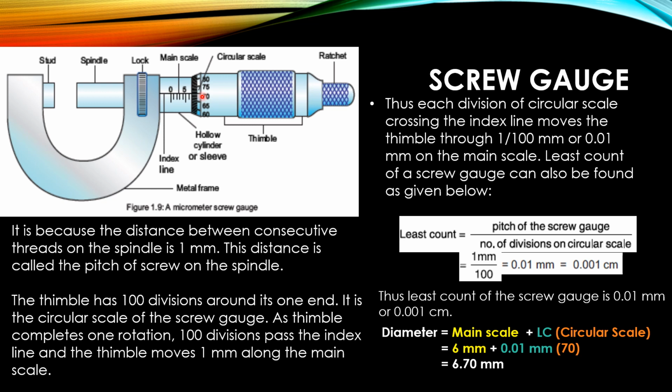Next is the circular scale reading. For that, I will see the coinciding division of the circular scale, which means which division on the circular scale is exactly coinciding with the index line. I can see the 70th division on the circular scale exactly coinciding with the index line. So I will multiply this 70 with the least count and the answer will be 0.70 millimeters. For the end result or the diameter, I will add the main scale reading and the circular scale reading and I'll get 6.70 millimeters to be the diameter measured with the help of a screw gauge.